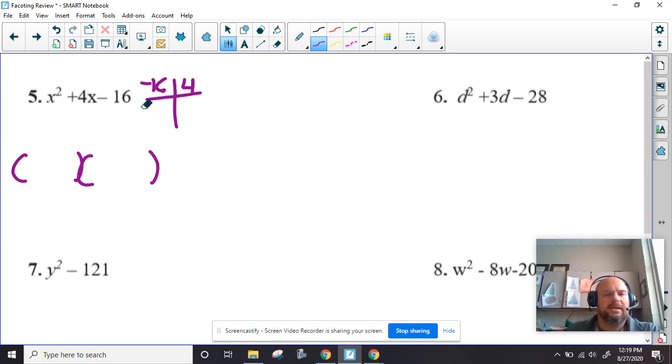So, 16, well, this is going to say our bigger number is negative. Our signs are different. So, I know 8 and 2 and 4 and 4. I could do 1 and 16, but that's just going to give us 15. So this gives us 6, and this gives us 0. So this one's actually prime.